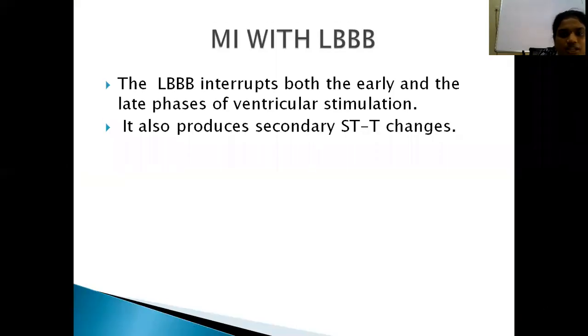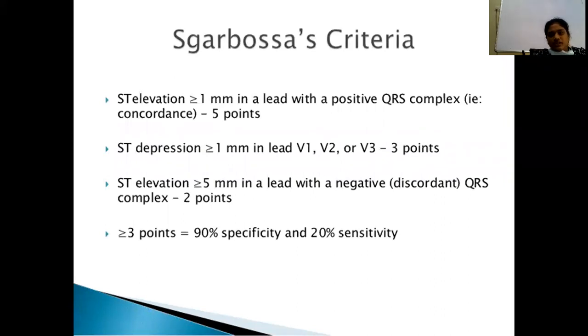Then the myocardial infarct with left bundle branch block. The left bundle branch block interrupts both the early and the late phase of the ventricular stimulation. It also produces secondary ST changes. So the criteria that we use to find myocardial infarct with a left bundle branch block is Sgarbossa's criteria. In this, ST segment elevation of more than or equal to 1 mm in the leads with positive QRS complex gives 5 points. ST segment depression of more than or equal to 1 mm in leads V1, V2, V3 gives 3 points.